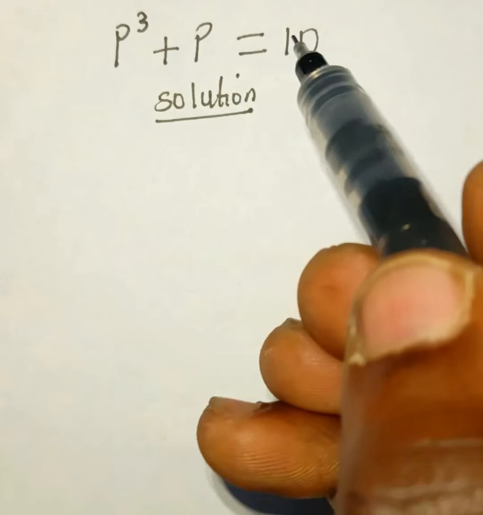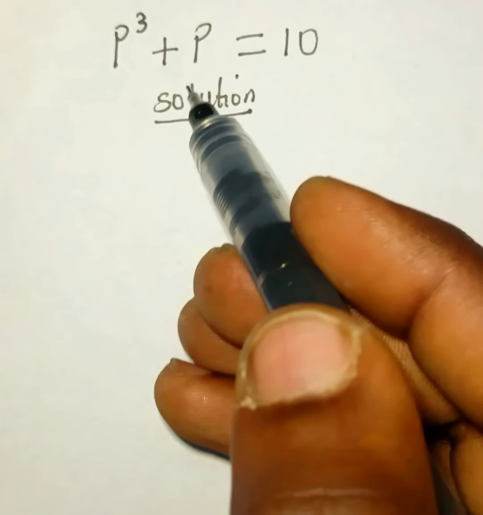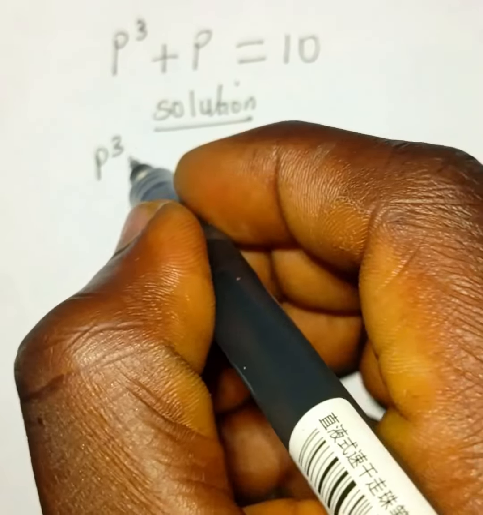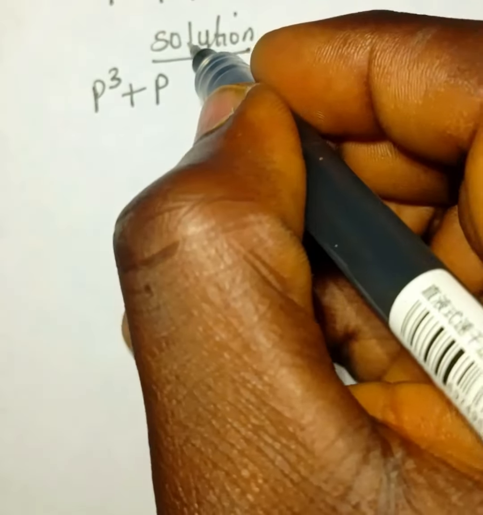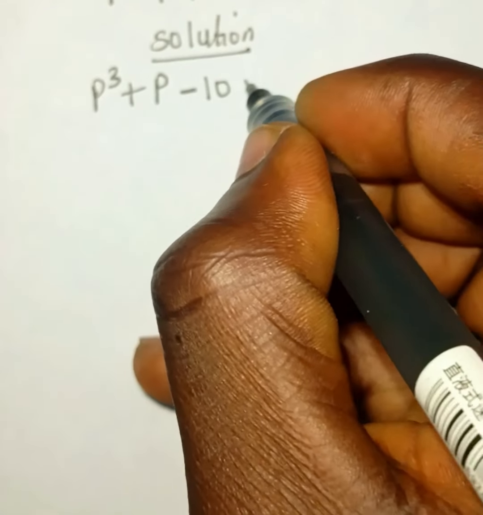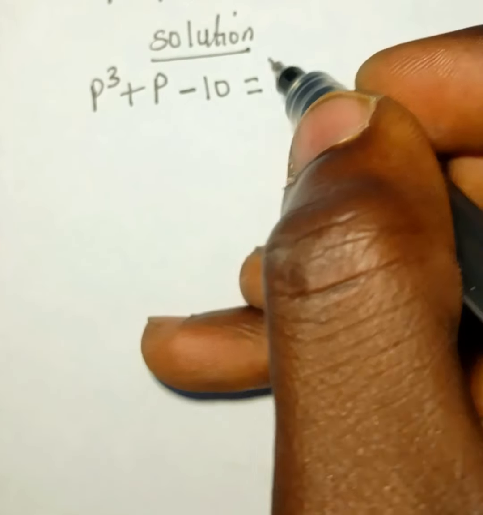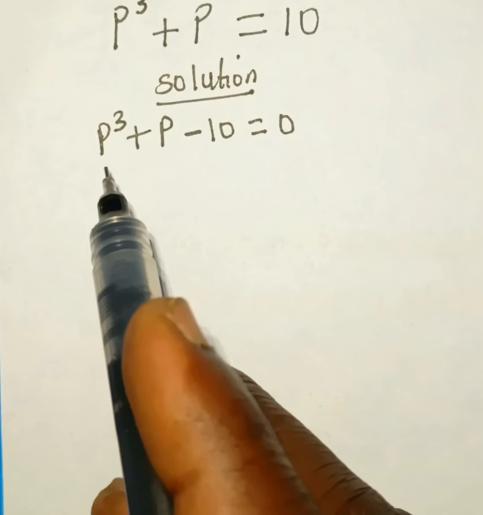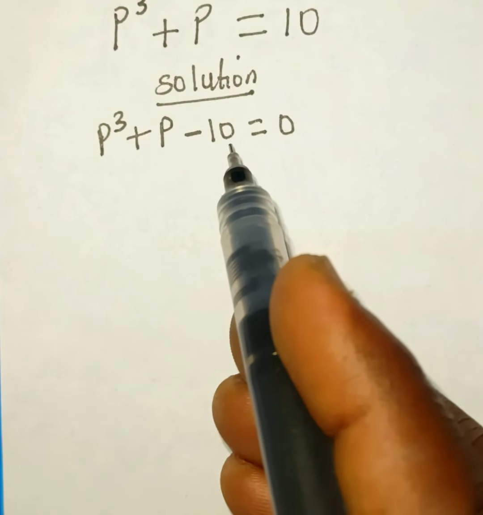The first thing we're going to do is to take this positive 10 to the left hand side. So we're going to have p raised to the power of 3 plus p. Then when this 10 crosses to the left hand side it becomes negative 10, which is going to be equal to 0 because there's nothing left in the right hand side.